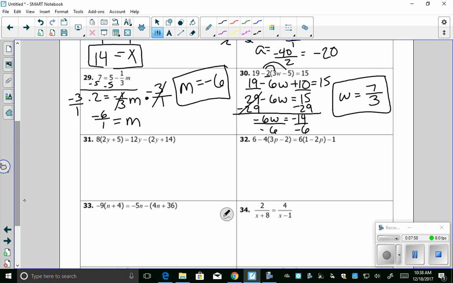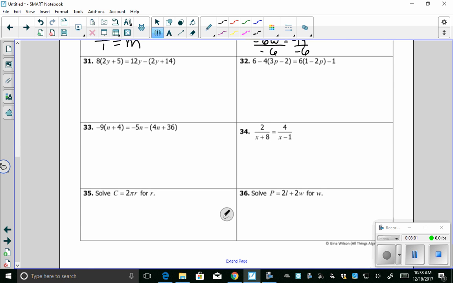Number 31. Distribute the 8 and the negative. So I'm going to do 8 times 2, which is 16y, 8 times 5, which is 40, equals 12y. Negative 1 times 2, if you want to put a 1 right here, you can, is negative 2y. Negative 1 times 14 is negative 14. Combine like terms. Here are some like terms. I'm going to have 16y plus 40 equals 10y minus 14.